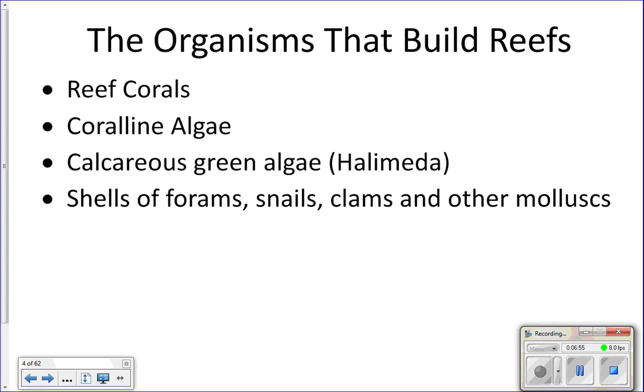Coralline algae is a red algae that puts calcium carbonate into its cell walls. It's a defense mechanism, so it makes them taste chalky, right? So things don't want to eat them. And then calcareous green algae is just a green algae that does the same thing. Those two types of algae will help to build a reef, and when we actually talk about the process, we'll talk about these types of algae. And then you also get shells of mollusks and other things that help to build the reef as well. All right, but mostly it's coral, so that's what we're going to focus on today.